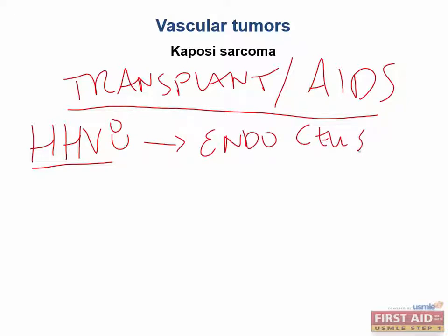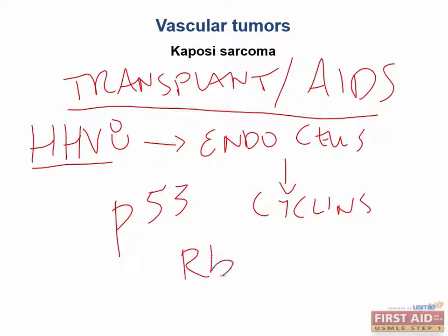So how does HHV8 infecting endothelial cells lead to this malignancy? Well, what happens is that HHV8 tells the cell to produce a protein that will directly bind p53. And this allows the cell to now start producing cyclins to bypass the inhibitory role of retinoblastoma. So basically, we knock out p53 and we circumvent retinoblastoma, and now we have unregulated cell proliferation and signaling.